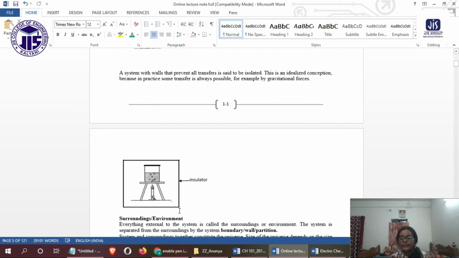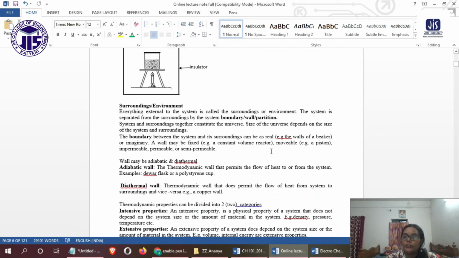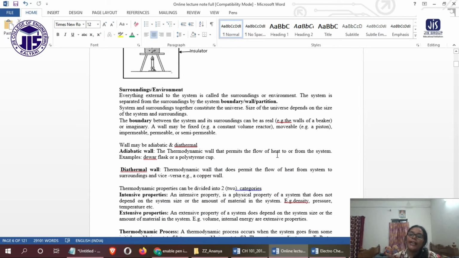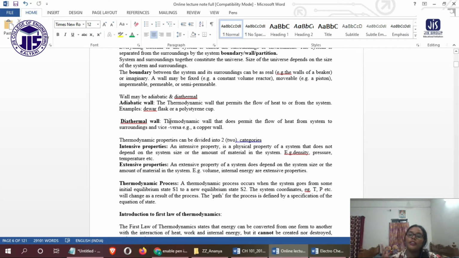This is an insulator jar. If the water is boiling, the mass as well as energy cannot be transferred into the surroundings. So this is called an isolated system. Now, we have discussed what the surroundings and environment are: excluding the system, whatever we have is called the surroundings or environment. We actually have 2 types of boundaries: one is the adiabatic wall, one is the diathermal wall.